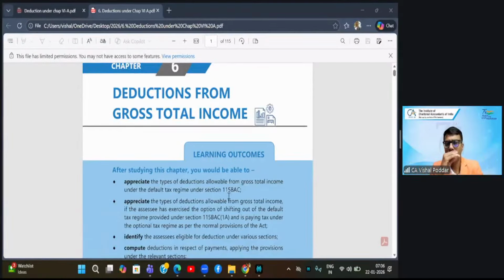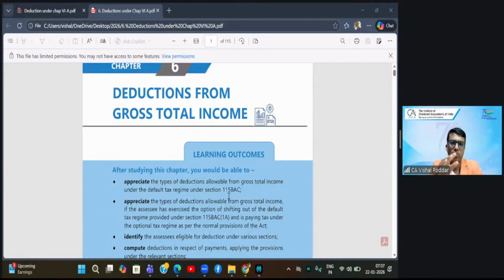What is the third level deduction? After deducting this, you get taxable income. On taxable income, you apply the tax rates, either slab rates or the fixed rate. You get your final tax. Now, from tax also, you can deduct. We call it the rebate. We call it the relief. So, you are allowed some deduction from the amount of tax also. This is the third level deduction, which is called rebate and relief.